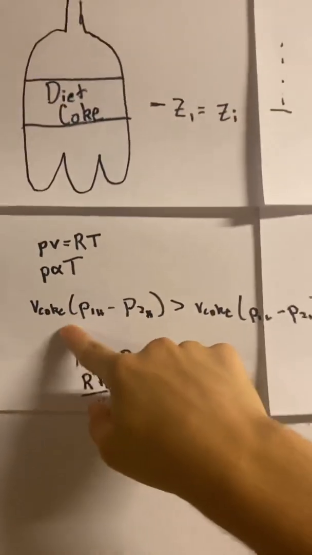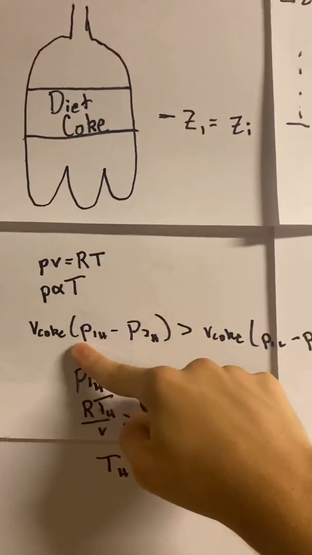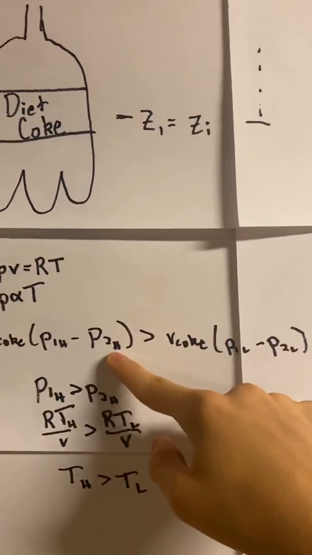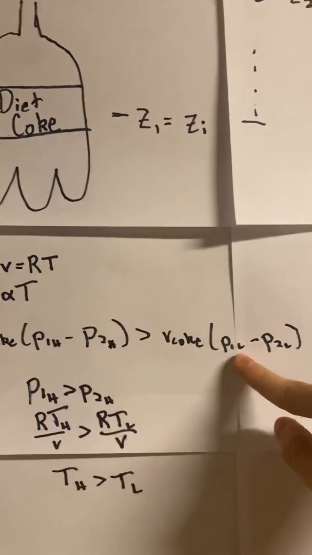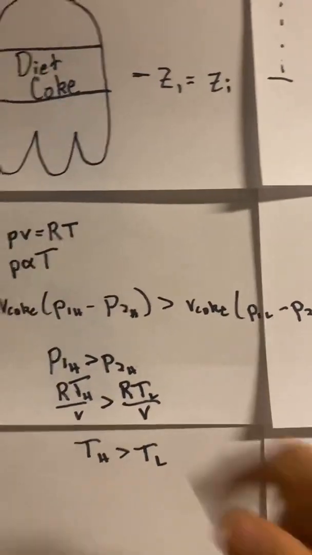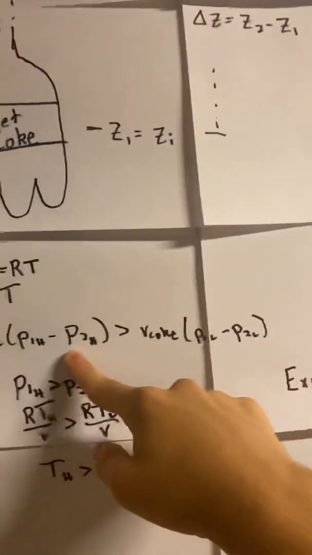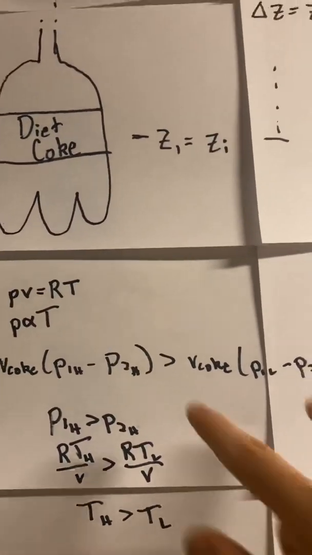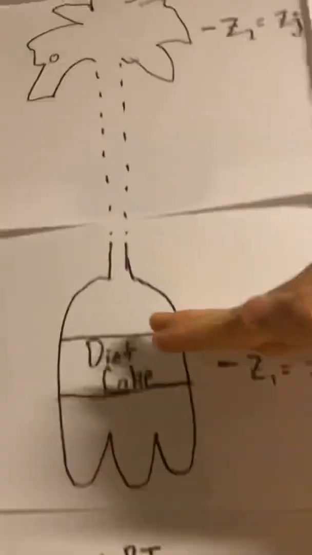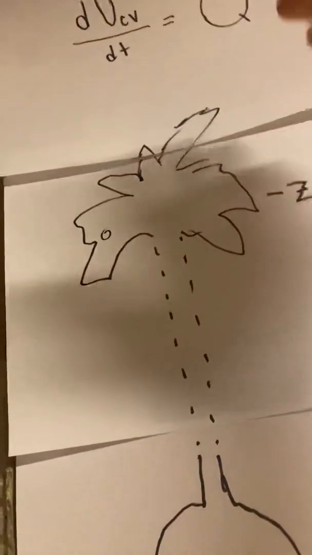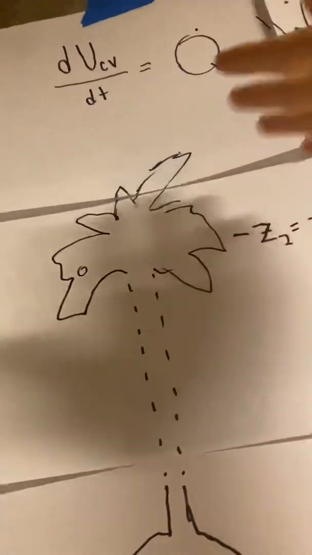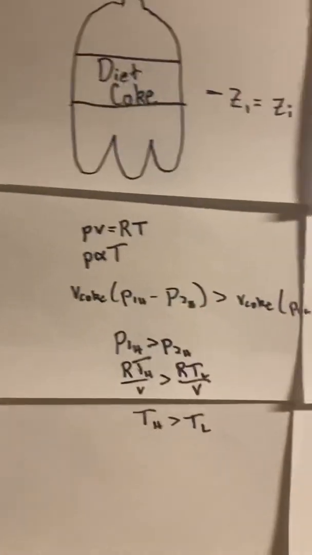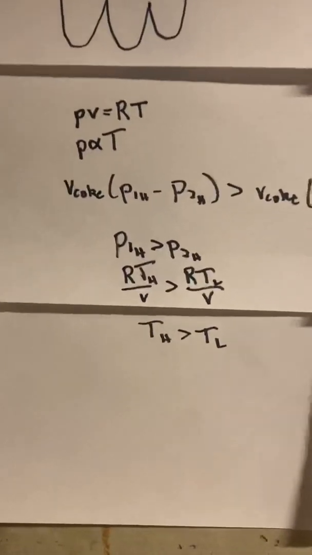So first we prove the second. We're going to show that the specific volume of Coke times P1 at hot minus P2 at hot is greater than V Coke times P1 at low minus P2 at low. Well, we know that the P2 values are equal to the pressure of the atmosphere, because this is P1, this is P2. It's roughly equal to the pressure of the atmosphere outside, based on our principles on fluids there.